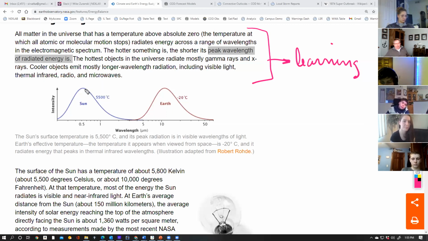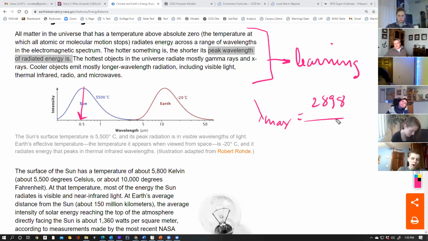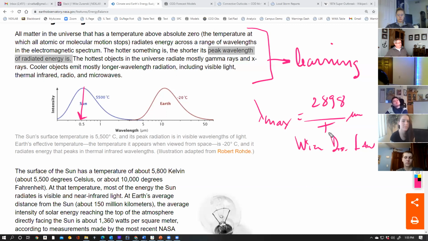So that location is lambda max, which is 2898 divided by temperature, in micrometers, and that's called Wien's displacement law. It says lambda max is inversely proportional to the average temperature. Hotter objects radiate shorter wavelengths. Then we said the amount, E star, the irradiance, in watts per meter squared, the amount of energy flowing through an area in radiation, is directly proportional to the absolute temperature to the fourth power. Hotter objects radiate more energy.